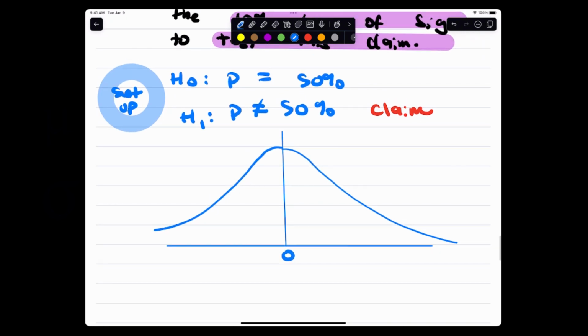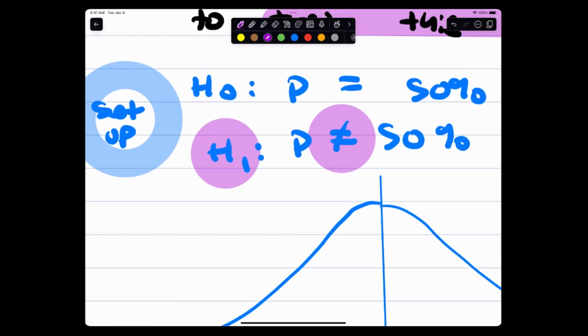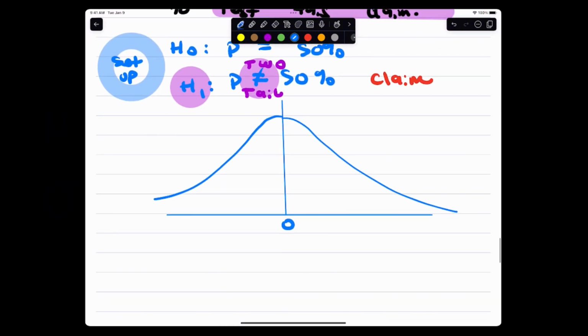Okay, so again, what kind of test is this going to be? It's going to be a two-tail test. How do you know that you have a two-tail test? See the alternate hypothesis? It's not equal to, so two tails. And we'll use the Z distribution.